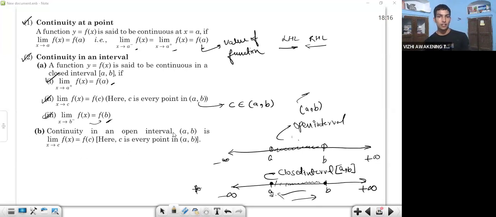Continuity in an open interval (a, b): here c is every point in the open interval (a, b). So we have to find the left-hand limit and right-hand limit, and they must be equal to the value of the function.